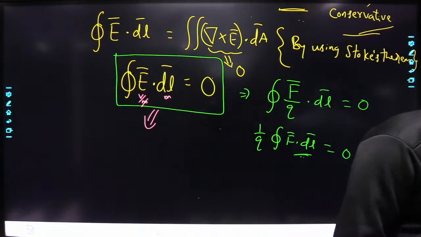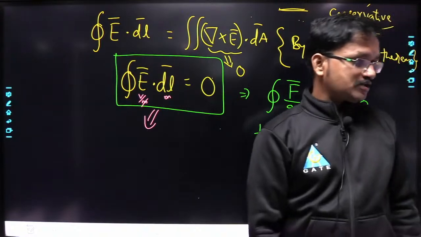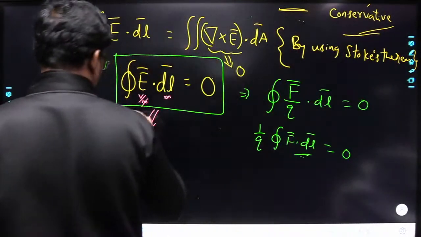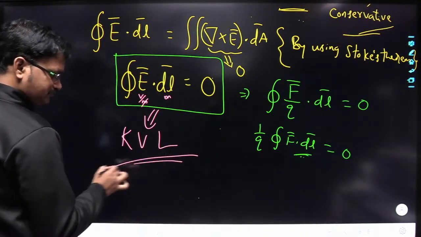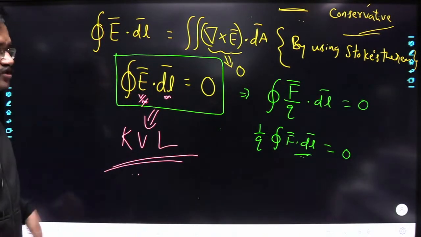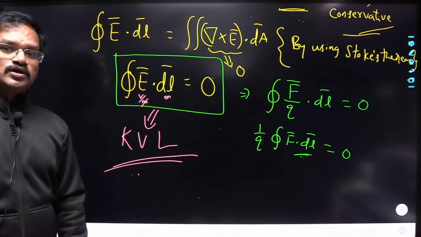It is nothing but what? KVL or not? Yes, very good. Parasmoon, very good here. So this is nothing but KVL. Yes or no? So this is what you are applying in your circuit theory.